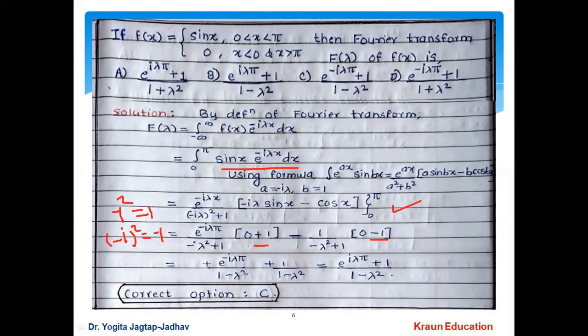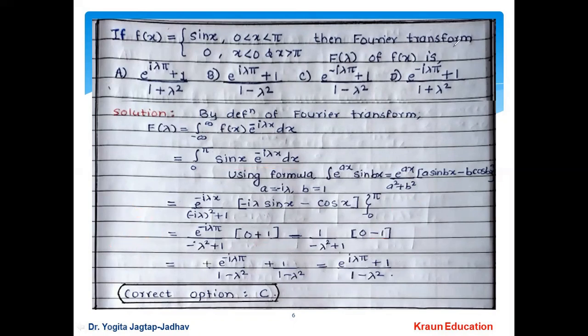And when we add these two terms together, we have e raised to minus i lambda pi upon 1 minus lambda square. Minus of minus becomes plus, and it is 1 upon 1 minus lambda square. Therefore, the final answer takes the form e raised to minus i lambda pi plus 1 upon 1 minus lambda square. Therefore, the correct option is option C.